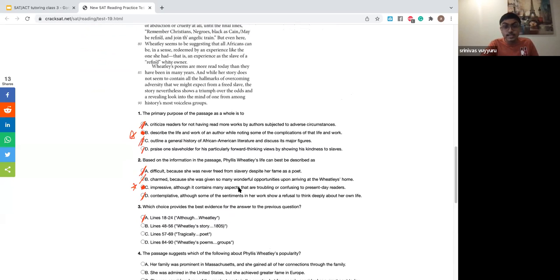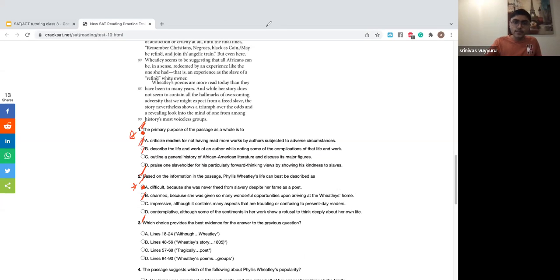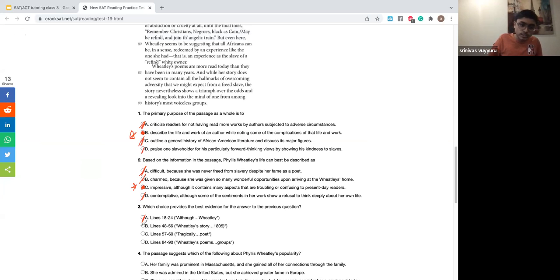That doesn't sound like any aspects that are troubling or confusing to present day readers, because it's only talking about how she became famous because of her letter to George Washington, and how Thomas Jefferson and Thomas Paine included her in their works. So that's wrong as well.